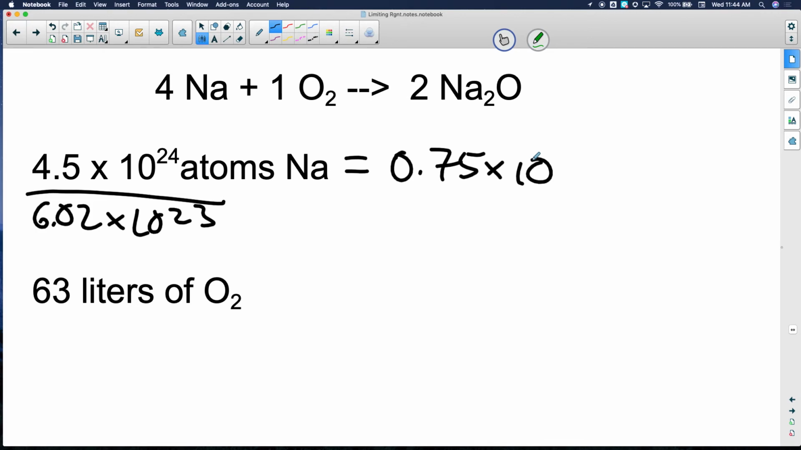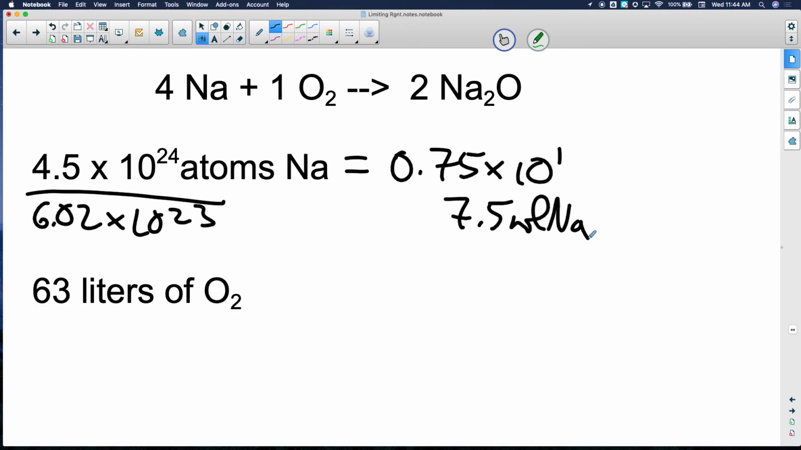0.75 times 10 to the first. 10 to the first is 10, times 0.75 is... Let's just go with that. I mean, I like to look sciencey too, but we don't always need scientific notation. Okay, so 7.5-ish moles of sodium.